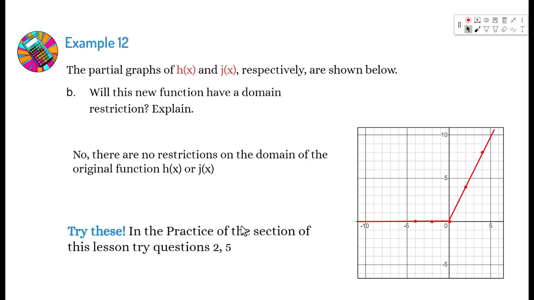So pause the video again, break out the practice work, and see if you can tackle questions 2 and 5. And then when you're finished, head on back and we're going to head into the last few questions here.